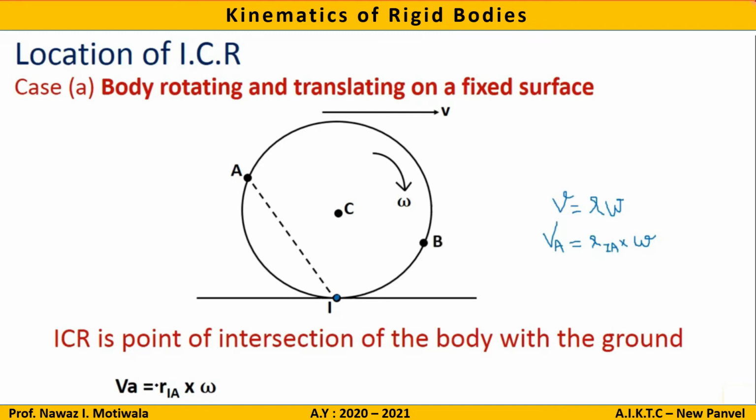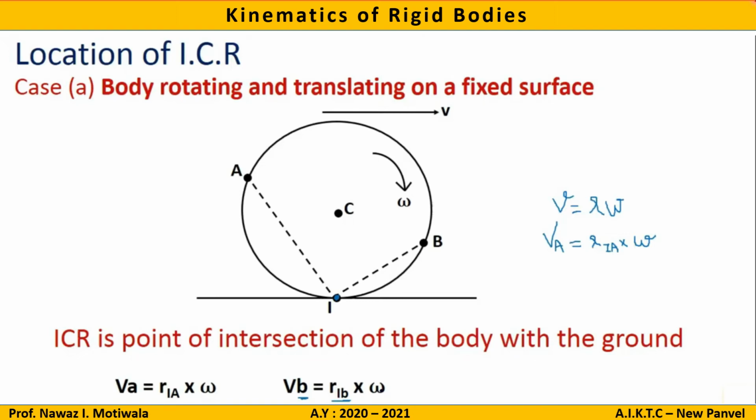Again let us consider one more point, let us say B, and I want to find out the velocity of point B at this particular instant. Again simple, I will join this I with B and again use my relation V is equal to R omega. Now as our point of interest is B, I will write VB, and R will be the distance from I to B, as we have seen in the earlier case. R is always the distance from the instantaneous center of rotation to that particular point, multiplied by omega, which is the same for all the points.